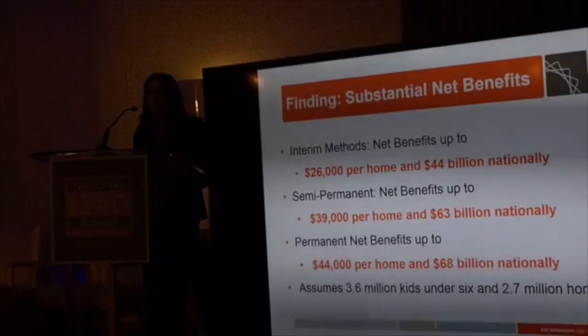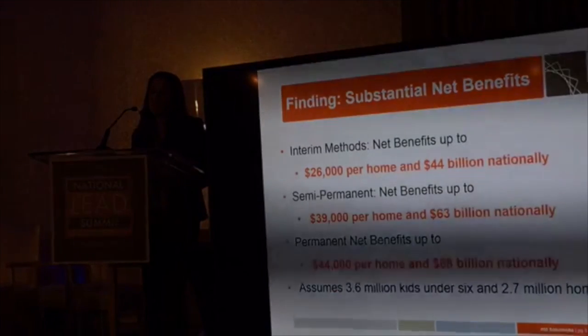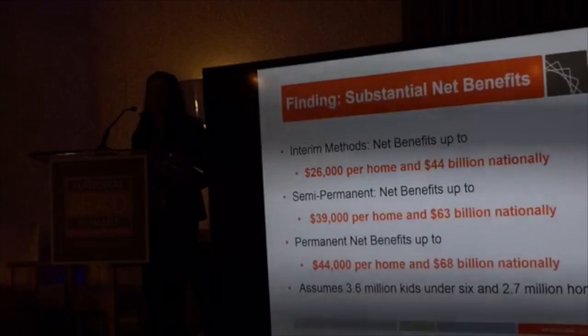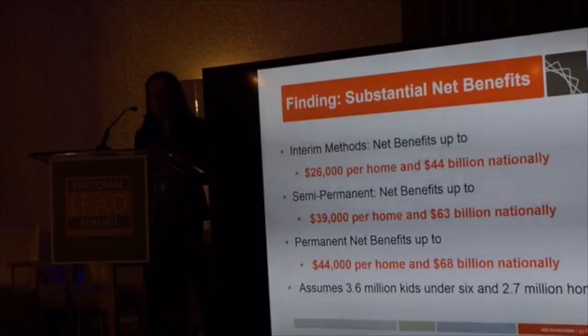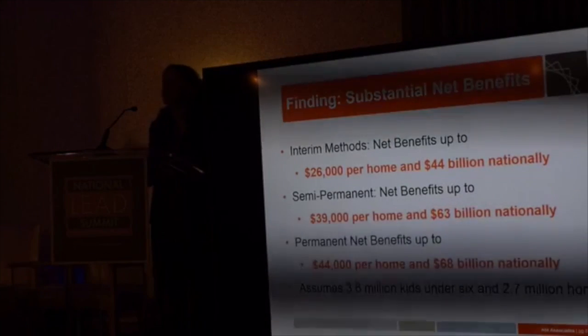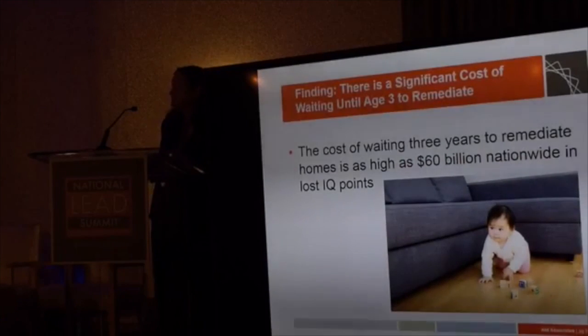What this calculation assumes is 36 million kids under the age of 6 who are living in 2.7 million homes nationwide. And these are just the homes with kids under 6 that were built before 1959. So it's not all of the homes in the country with lead-based paint, but it's the ones with the more significant hazards.